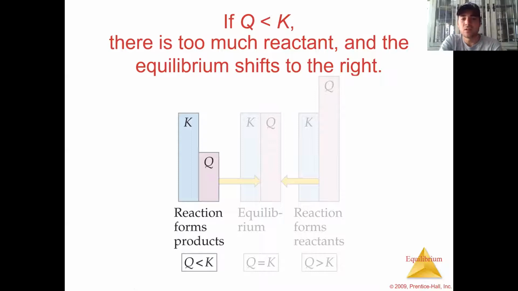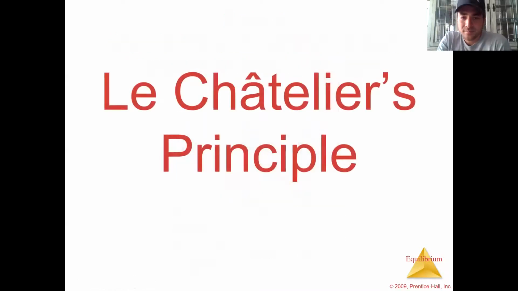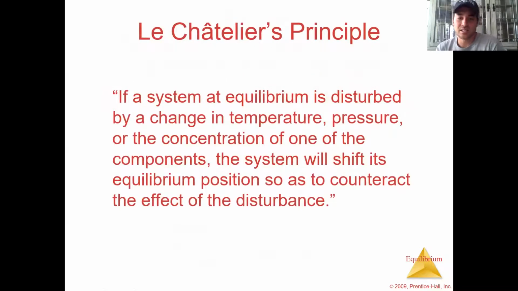So, and then know how to write the expression, how to plug numbers in, but then understand if Q is equal to, less than, or greater than K, the implications that has. Le Chatelier's principle is something that you covered in honors chemistry. We'll cover it here. This is not a super complicated definition, but if we have a system at equilibrium and you disturb it.